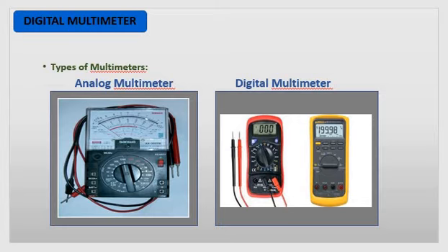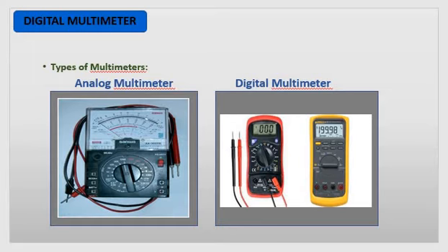For voltage measurement, the instrument is to be connected in parallel with the unknown voltage source. Again, please remember this one. For the measurement of voltage, the instrument is to be connected in parallel with the unknown source. For current measurement, the instrument should be connected in series. For voltage measurement, the instrument should be connected in parallel with the source.